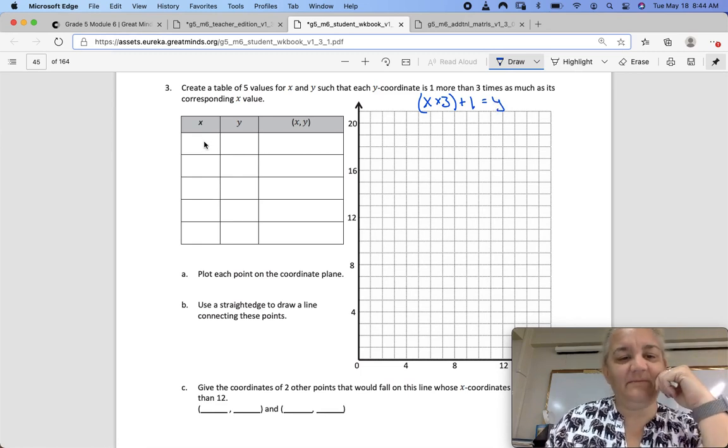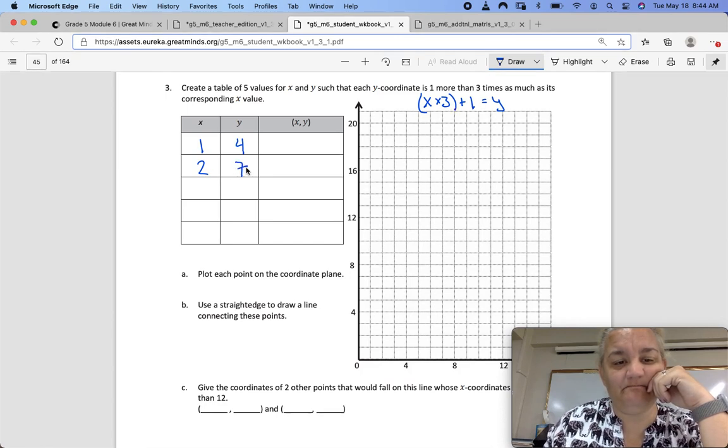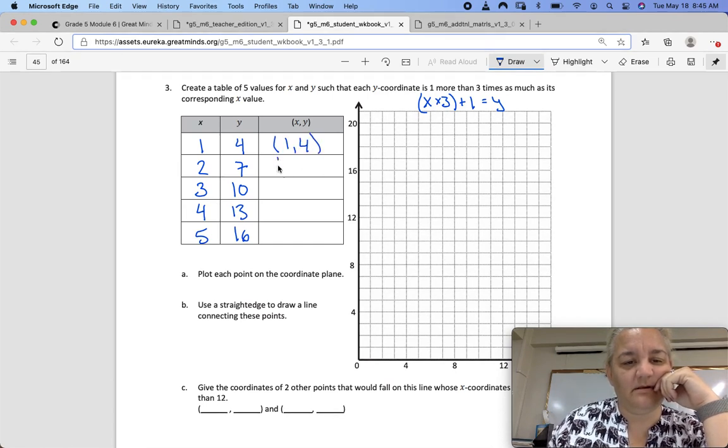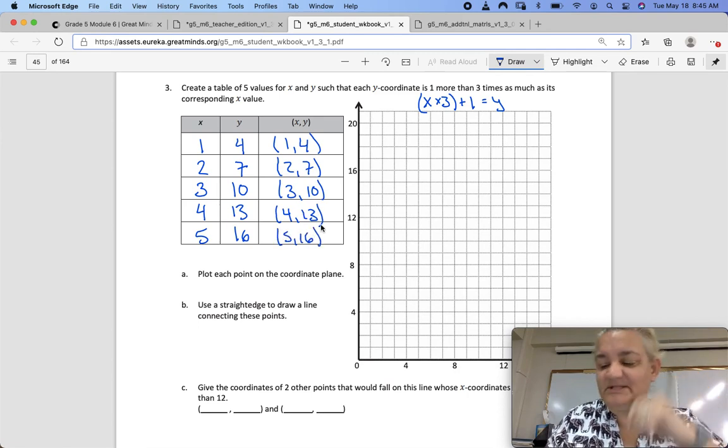Okay, so let's try. If we make x 1, 1 times 3 is 3, plus 1 is 4. If we make x 2, 2 times 3 is 6, plus 1 is 7. If we make x 3, 3 times 3 is 9, plus 1 is 10. If we make x 4, 4 times 3 is 12, plus 1 is 13. And 5 times 3 is 15, plus 1 is 16. So 5 and 16. So now our coordinates would be 1, 4, 2, 7, 3, 10, 4, 13, and 5, 16.